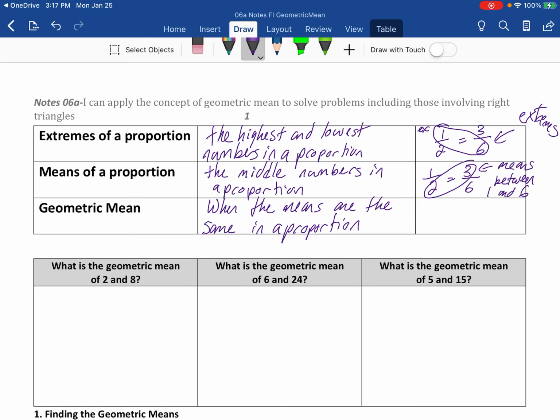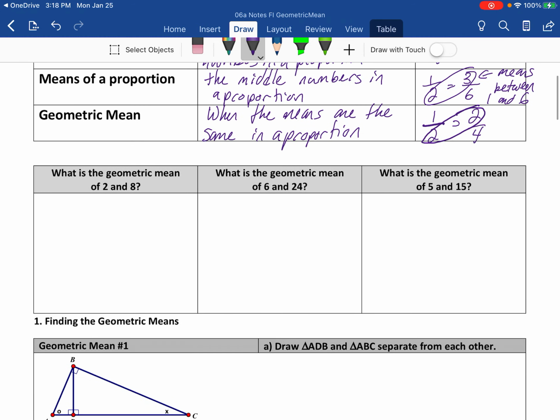So if I was talking about a geometric mean proportion, I would say 1 over 2 is equal to 2 over 4. Okay, and you see our middle numbers, 2 times 2 is equal to 1 times 4. Our middle numbers, that's a geometric mean because it's the same. So you guys can use a shortcut. I set up the proportion each time. For this one, this is the geometric mean of 2 and 8.